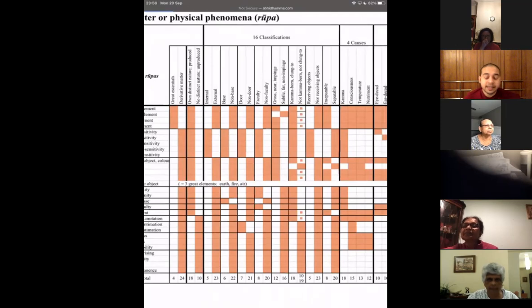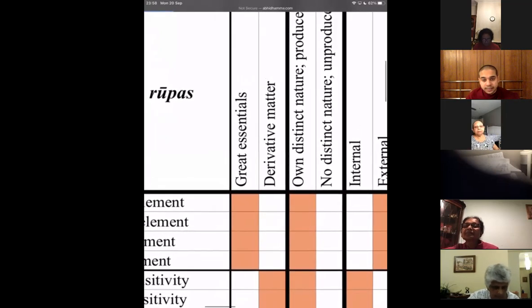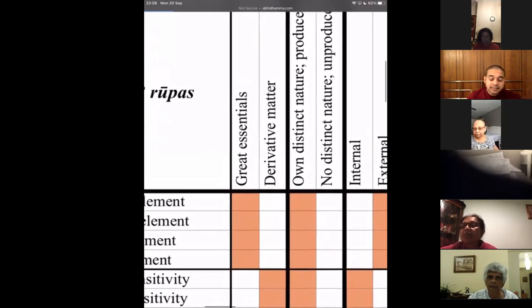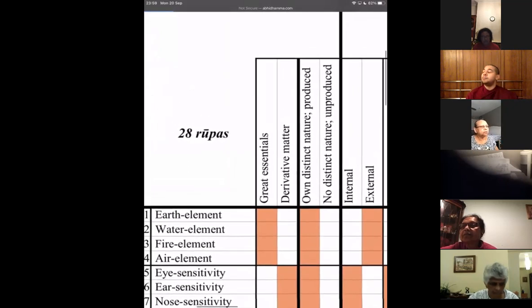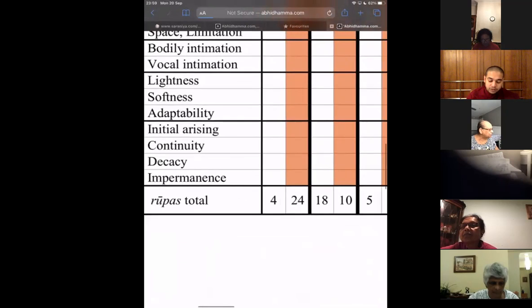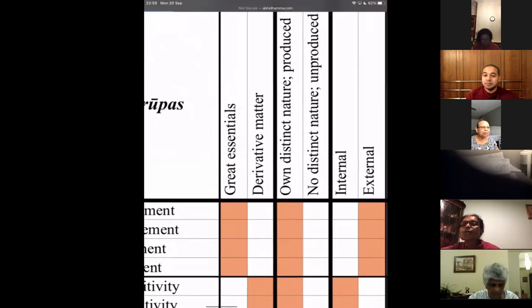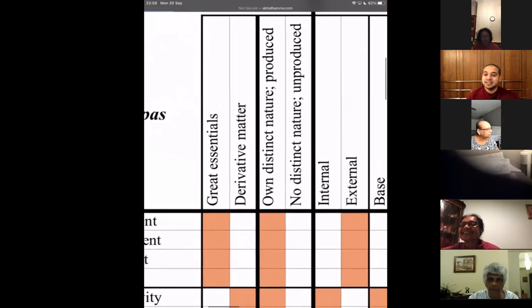Going into the great essentials first: without these, a rupa cannot exist. What is that? Patavi, Apo, Tejo, Vayu. So it has to be 4. You see that there? 4. I hope no one is getting dizzy and will faint with me moving the screen so fast.